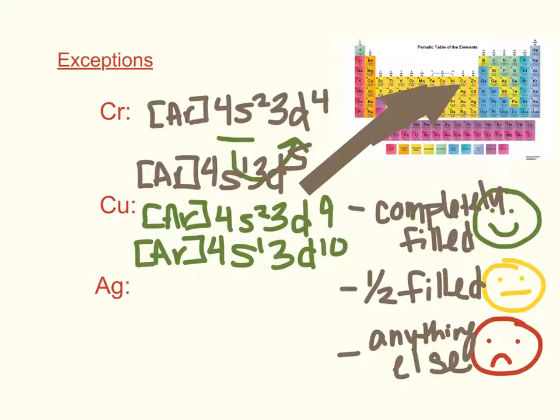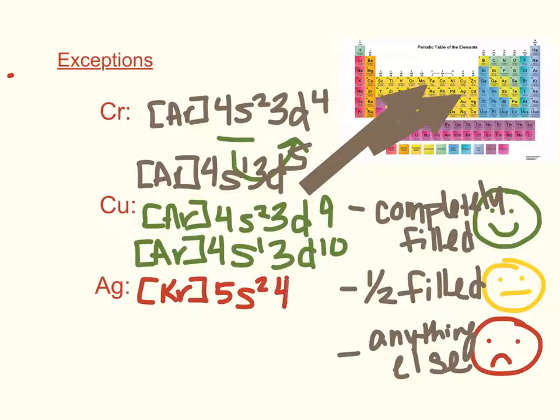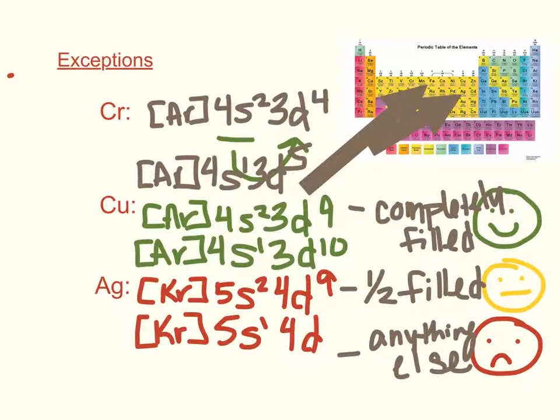Silver is right below. So it's basically an identical electron configuration of copper, except we're going to move down a noble gas, so we're going to start at krypton instead. So this one is going to be Kr, and then we're going to go to 5s2 4d9, and you can see the same thing happens. So instead this is going to be Kr 5s1 4d10.